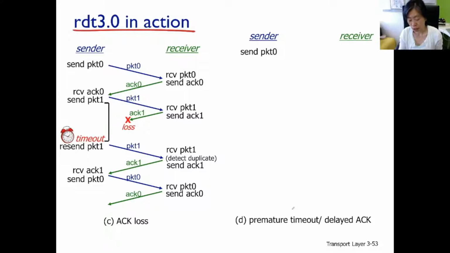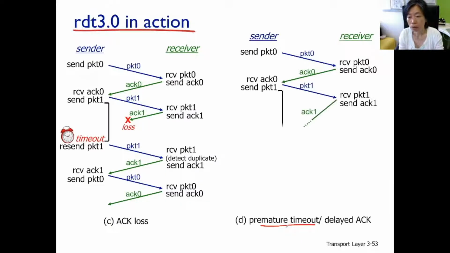Scenario number 4 is to illustrate this case, premature timeout. That is when the timeout interval is this long, but the ACK and data take a long time to take a round trip back. The scenario goes like this. Packet 0 goes, ACK 0 back. Packet 1 goes, ACK 1 takes longer than usual to come back. So at this time point, the timer expires and packet 1 gets retransmitted before ACK 1 can come back. When packet 1 gets retransmitted, the timer for packet 1 is restarted.